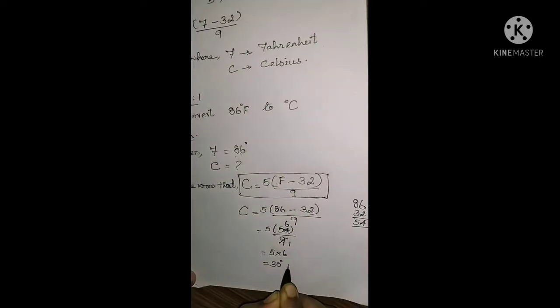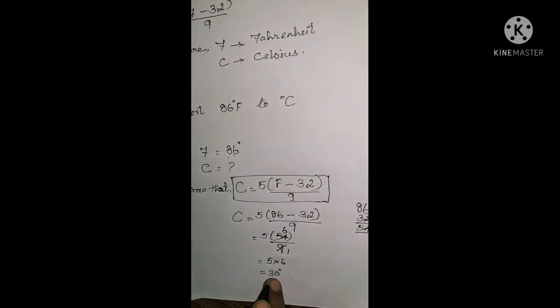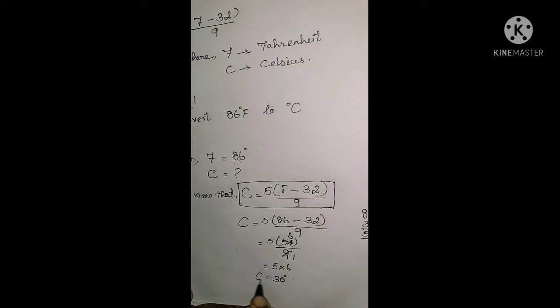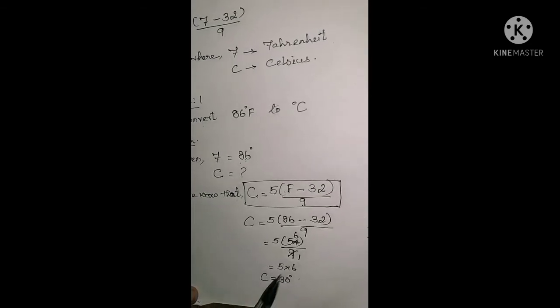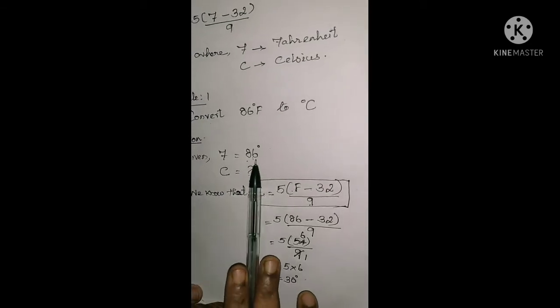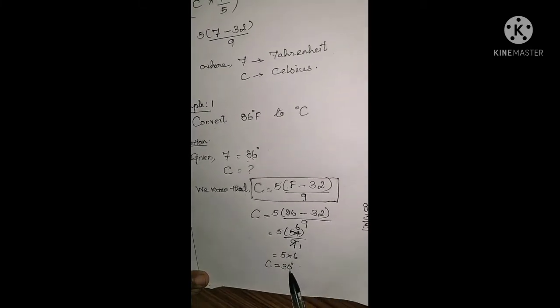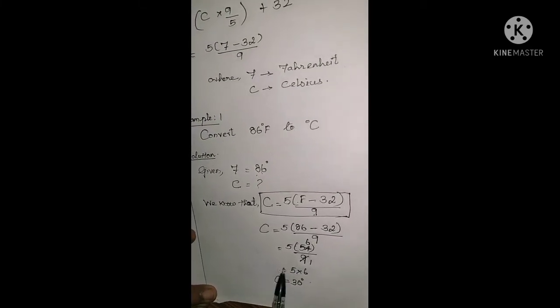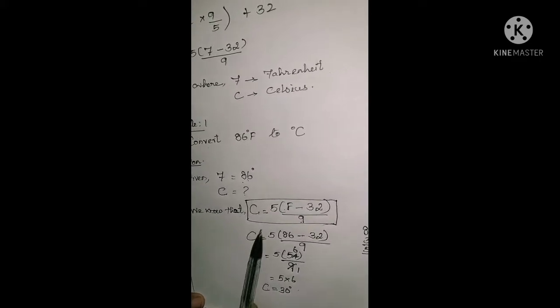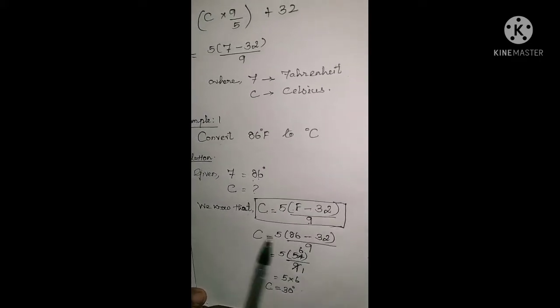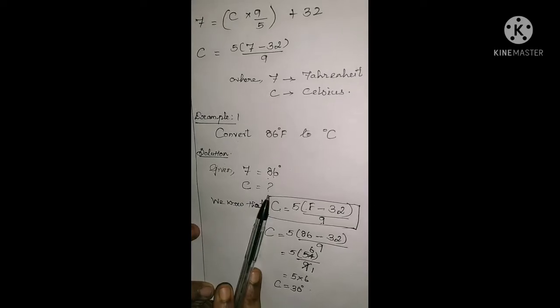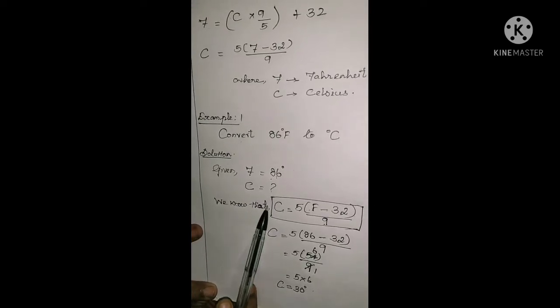30 degree, so this is the value in Celsius. 86 degrees Fahrenheit is equal to 30 degrees Celsius. That's the meaning of this. So convert 86 degree Fahrenheit to degree Celsius, they have asked. Given F is equal to 86, C is equal to what?